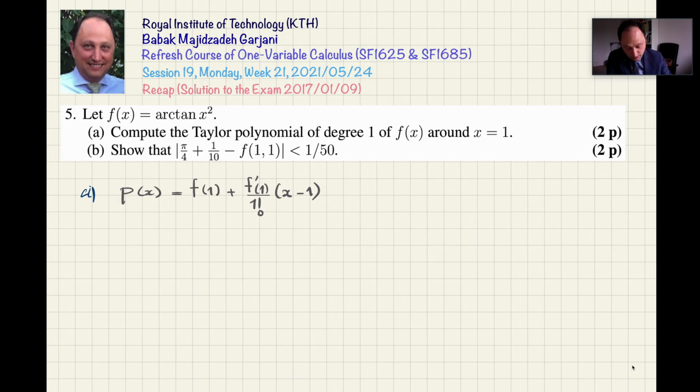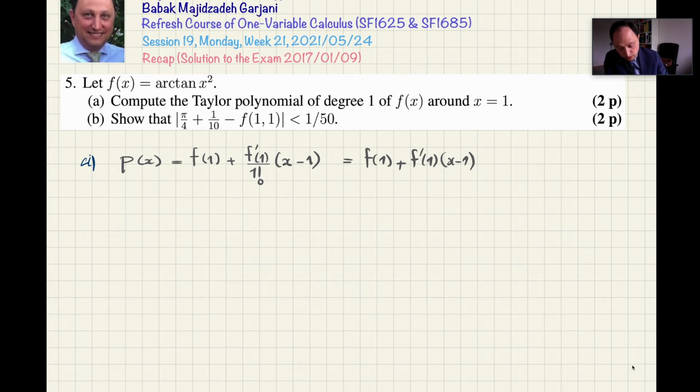So immediately, let me simplify it. It becomes f of 1. 1 factorial is just 1. And then I have this one. Okay, so what I need to do is calculate f of 1 and f prime of 1. So f of 1 is actually arctangent of 1 to the power 2, which becomes arctangent of 1. But arctangent of 1 is pi over 4.